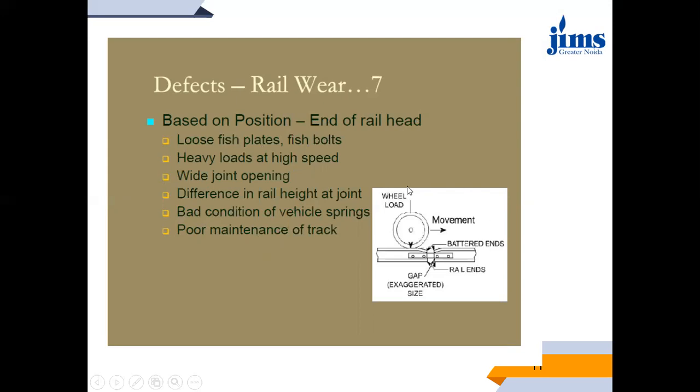Now there is a diagram at the end of the slide which shows the joints in the rail section. This arrow denotes the direction of the movement. So if this is the direction of the movement, both the ends of the rail section which are joined at the junction will be affected by the wheel load. That is, the preceding one will be affected by battering action, and the succeeding one will be affected by what type of defect? That is the dehogging effect. Both of them are ultimately causing what? The rail wear at the end of the railhead.